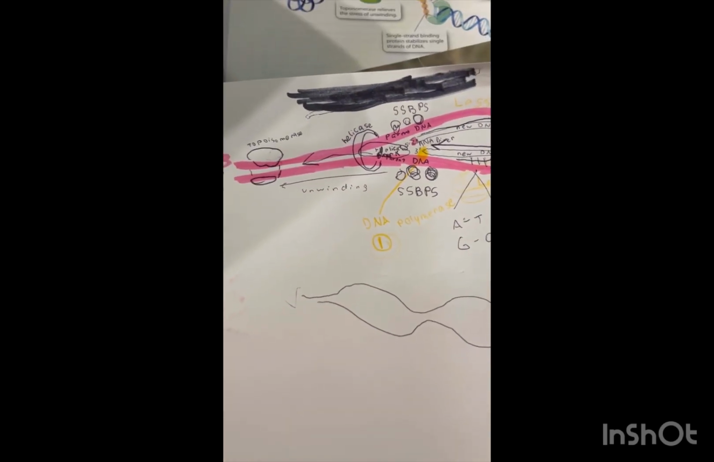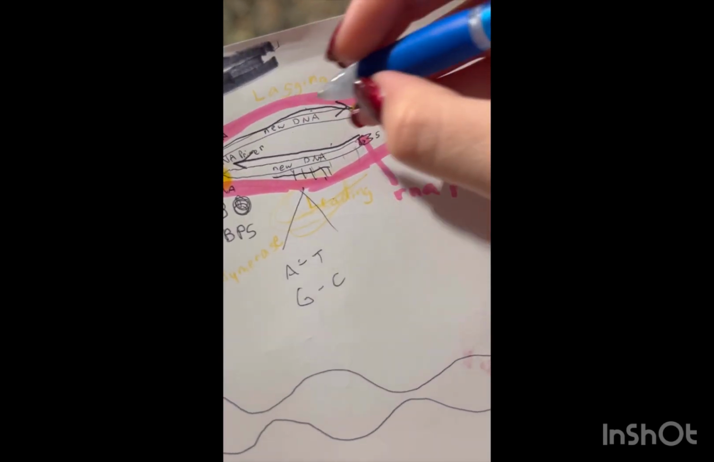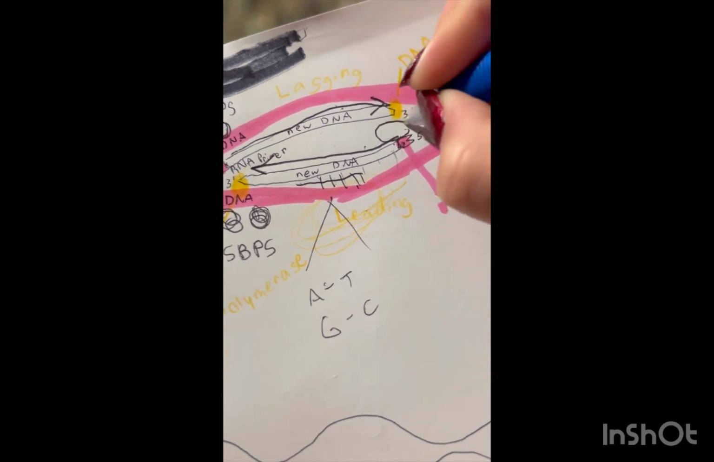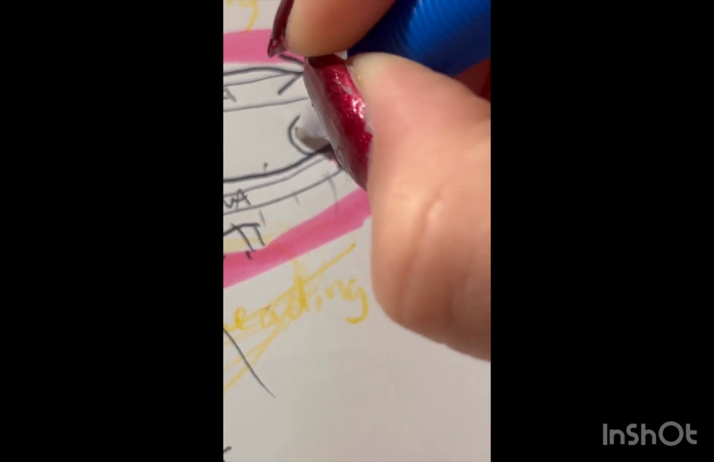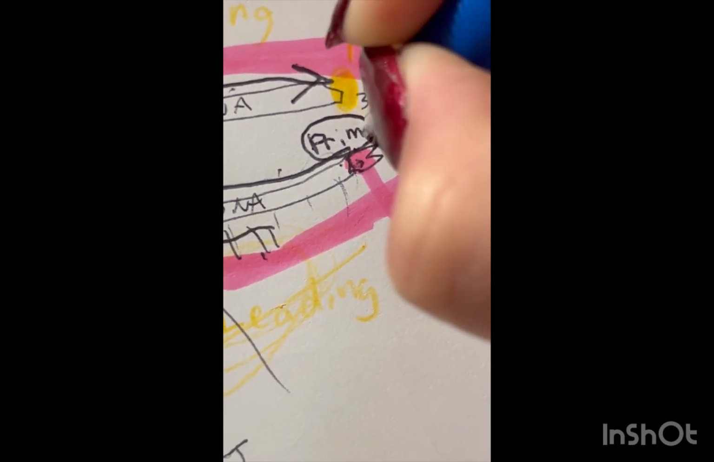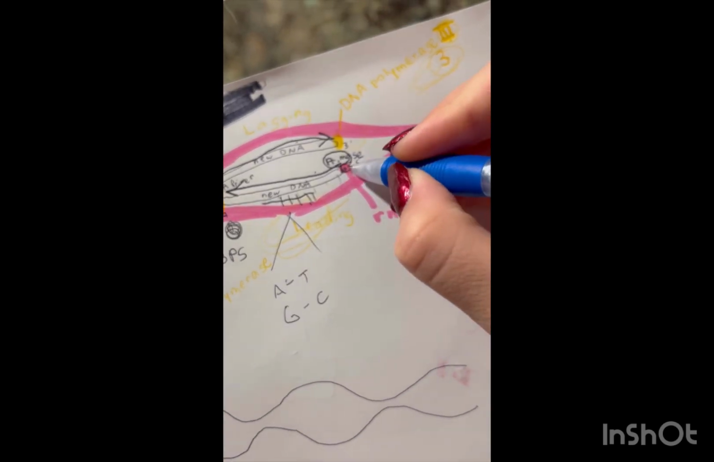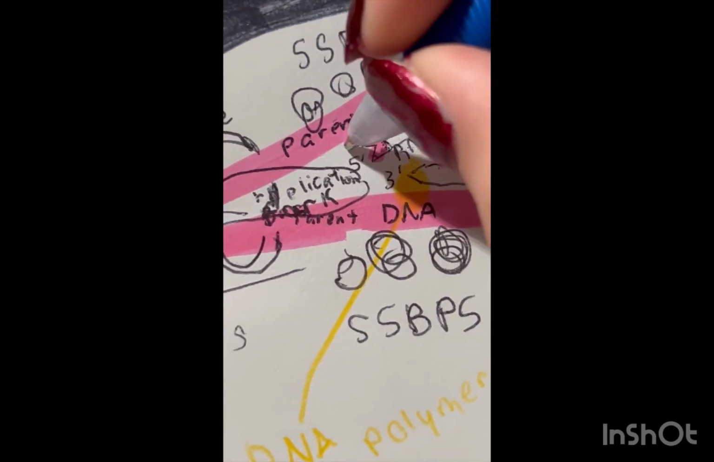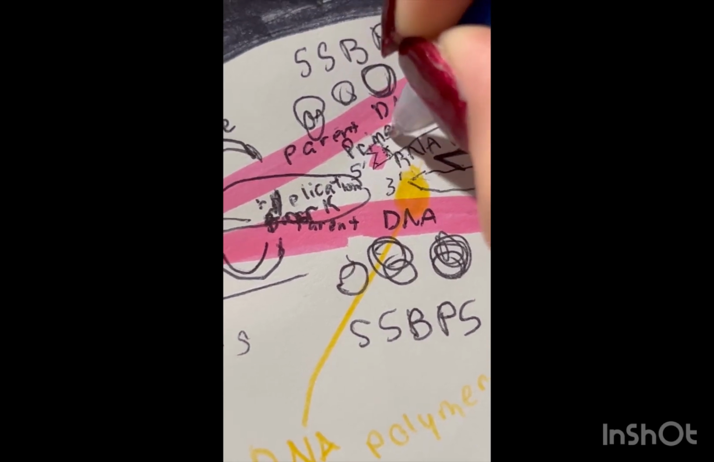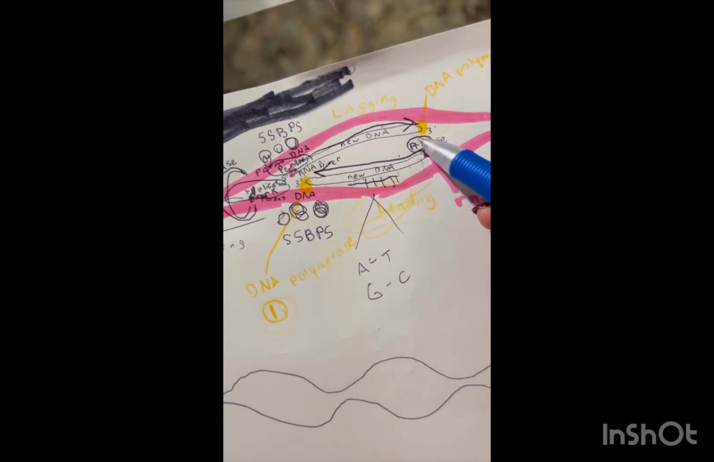Okay. Oh, and I forgot to mention something very important. So this RNA primer, actually both of them, they're synthesized by this little enzyme called primase. So that's synthesizing this RNA primer. Same thing over here. There is a primase enzyme synthesizing the RNA primer. Primase.